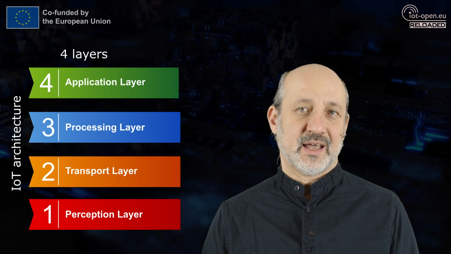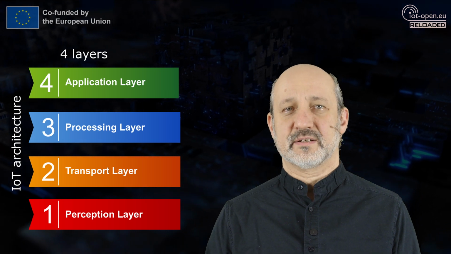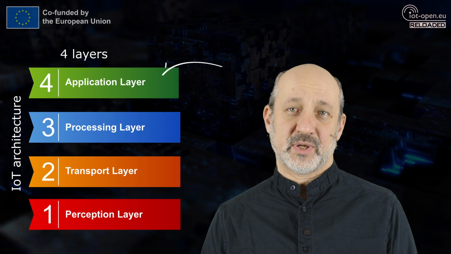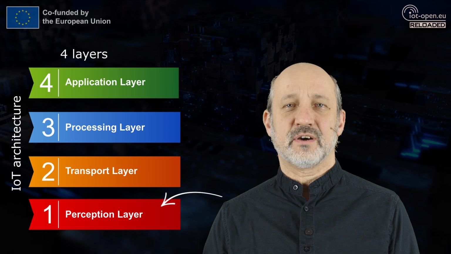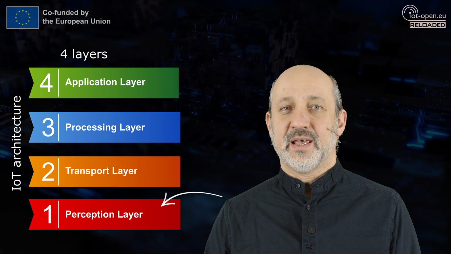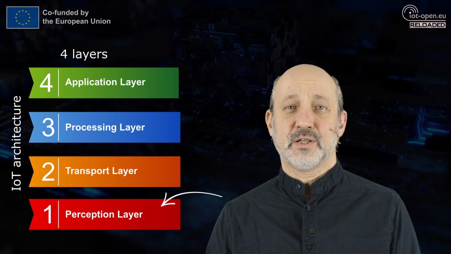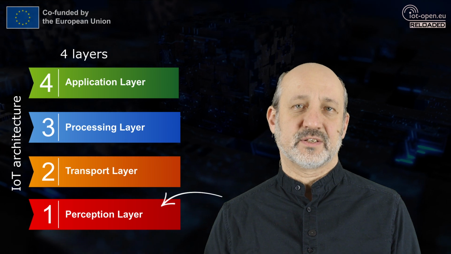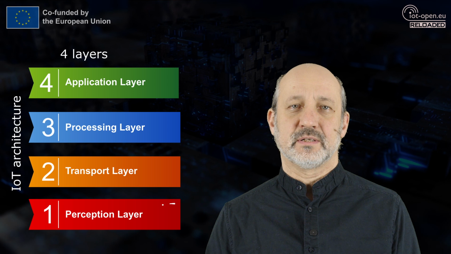The basic and standard IoT reference architecture comprises 4 layers: perception, transport, processing, and application. The perception layer is the foundation of the IoT ecosystem. It interacts directly with the physical world. It includes various IoT-enabled devices, sensors and actuators that collect data or affect the environment.